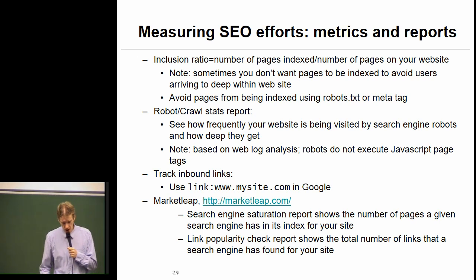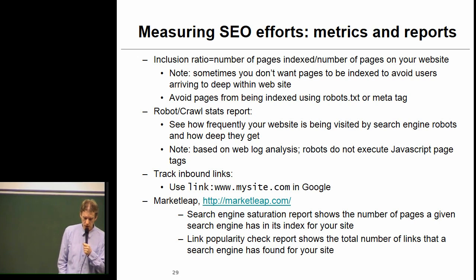In order to measure SEO efforts, I can ask for a robot or a crawl stats report, right, to see how frequently the website is being visited by search engine robots, how deep they get. This is typically based upon web server log analysis because robots are not going to execute JavaScript page tags. So you lose that when you do JavaScript page tagging. I can also track my inbound links. I can see what other sites are going to link to my site using the link command in Google.